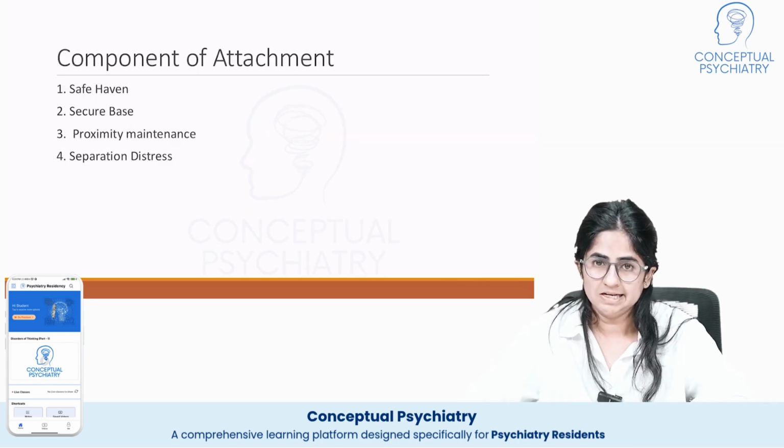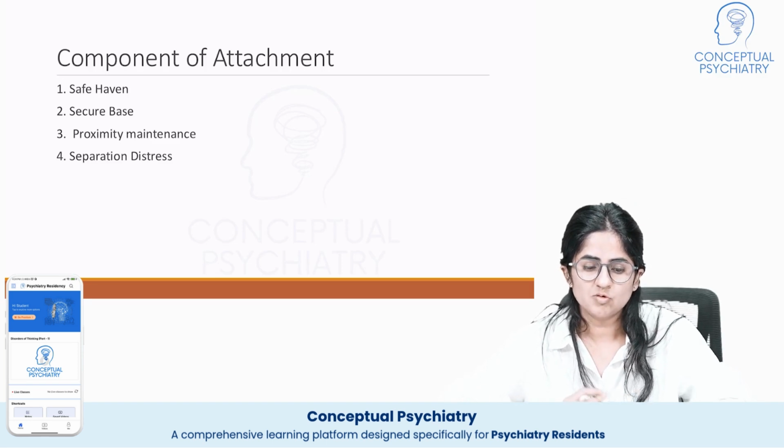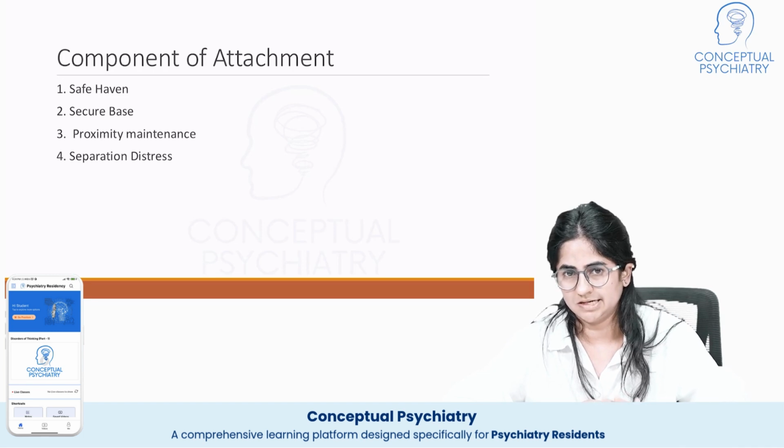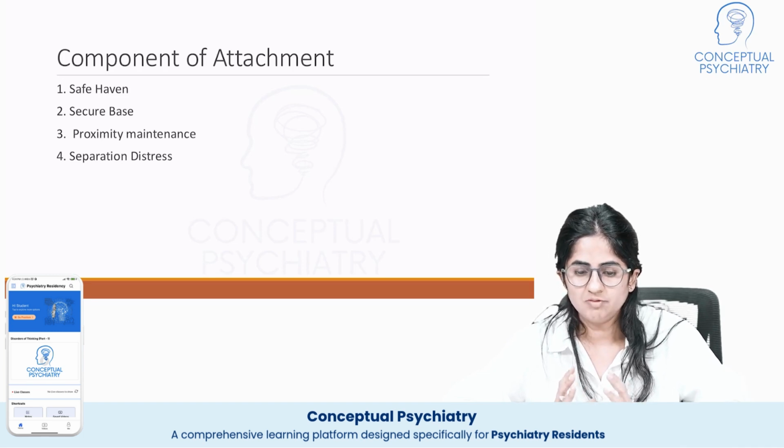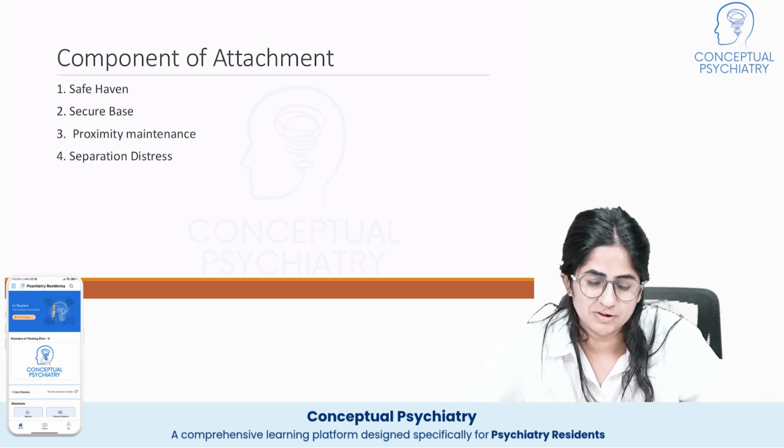Now, that being said, let's talk about the components of attachment that have been described. These are the four major components of attachment that have been described. An easy way to remember them would be with examples. So, we will be giving examples as we go ahead.